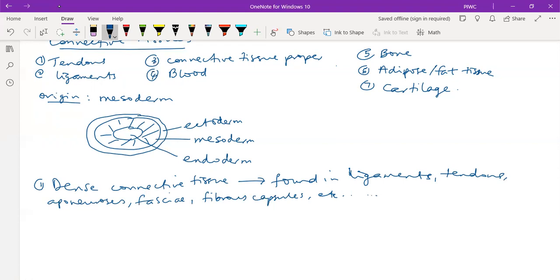Now, this is because you have a large amount of collagen fibers in here, all right? So it has large amounts of what we call the collagen fibers. So that makes it very dense, and they have this tightly packed fibers. So the fibers are tightly packed, so dense.